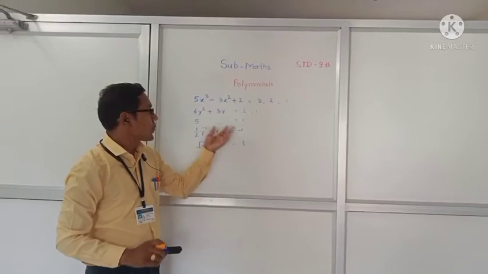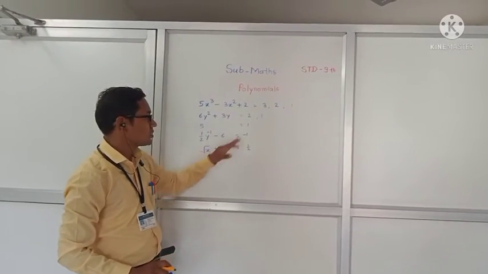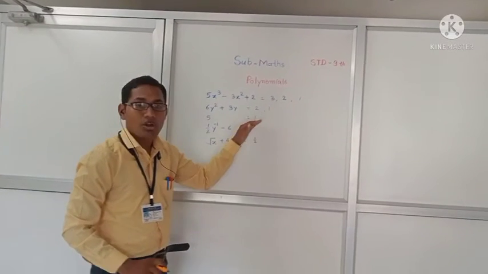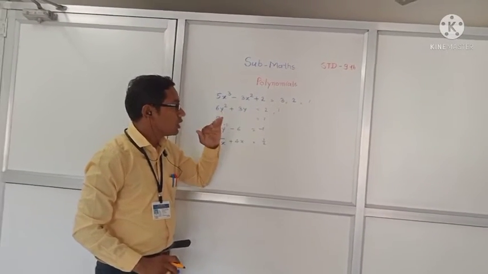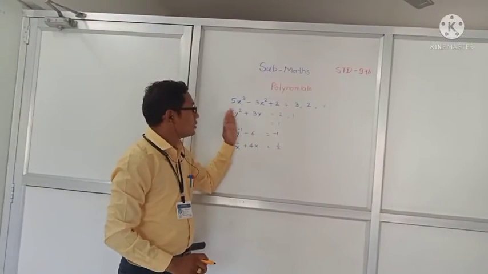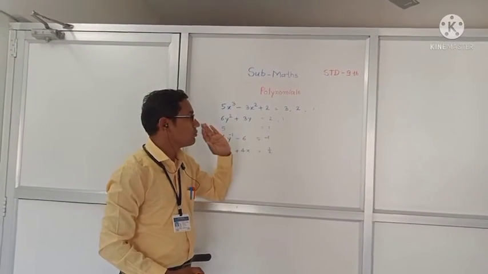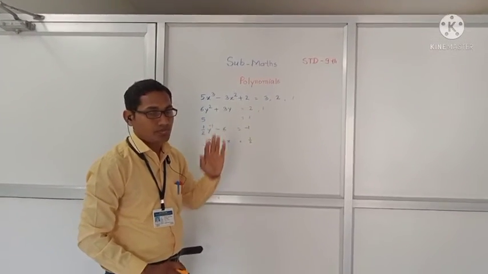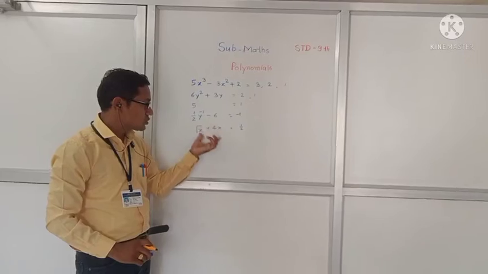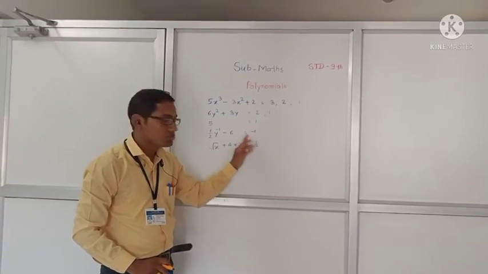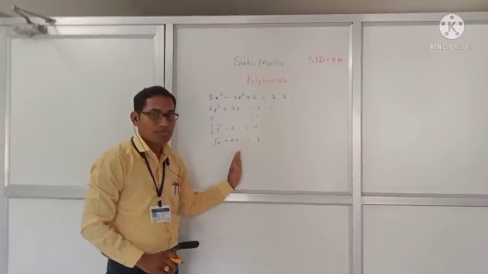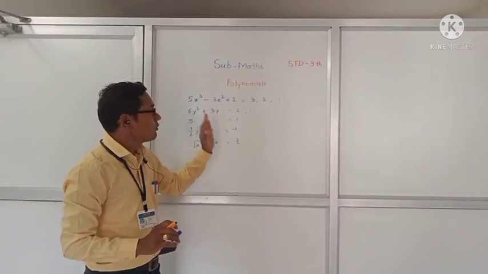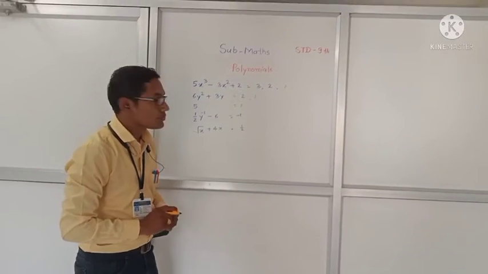You see that the powers in these three expressions are whole numbers. The expressions having whole numbers as powers are called polynomials. But the rest of these two expressions, having power minus 1 and 1 upon 2 or half, are not called polynomials. Do you understand this?